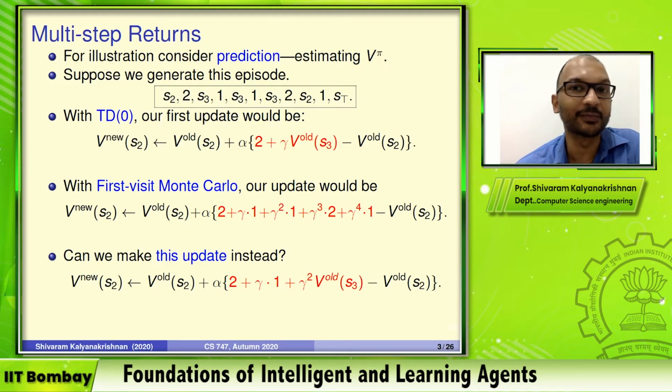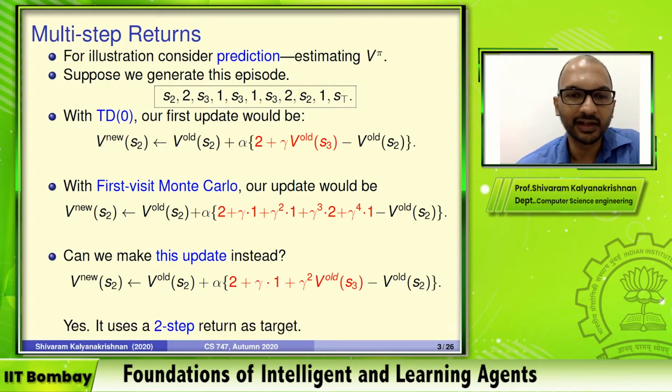So can we do this? Semantically, it seems to have the same meaning as what we were doing with the earlier ones. The extent to which you're looking ahead before bootstrapping is different. It turns out that this proposed update is perfectly legitimate to do, and it's called a 2-step return. What you see here in red is not a 1-step return, it's not the Monte Carlo return, it's a 2-step return. And you can imagine also doing 3-step return, 4-step return, etc.